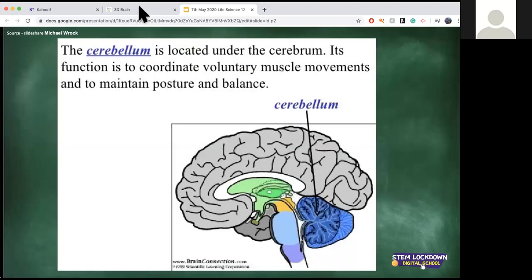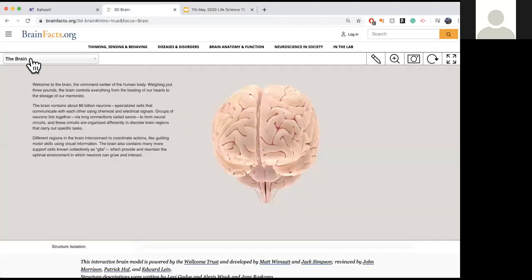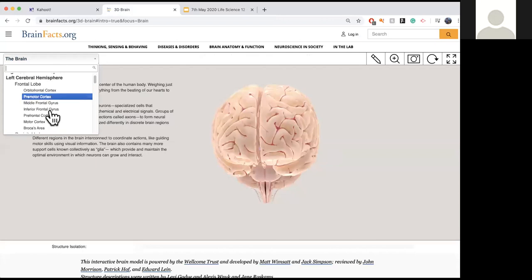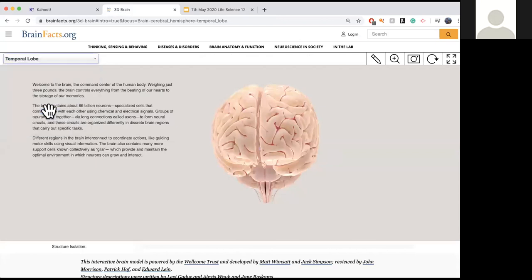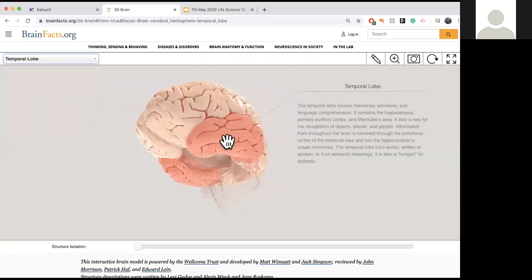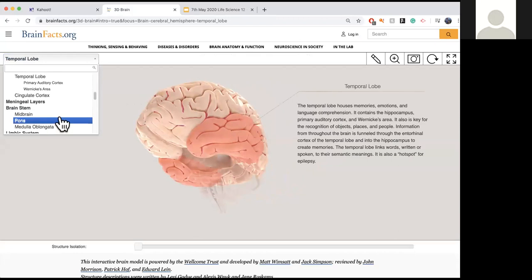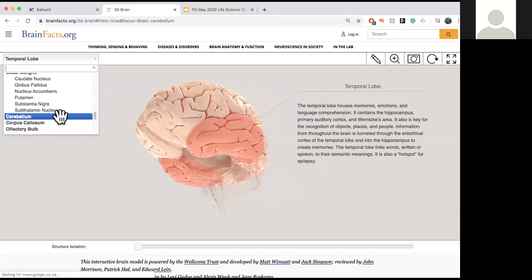Then we look at the cerebellum. Your cerebellum, and I think I'm just going to go to the drop-down memory, is much easier. So you see, if you play around with this, you can go to all the different lobes, and it teaches you a little bit more about each lobe. We want to go to the cerebellum. There we go.